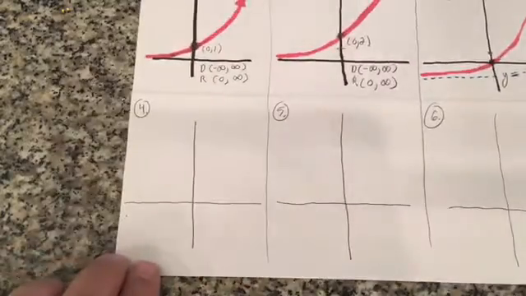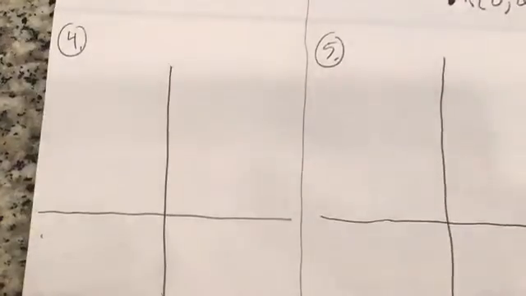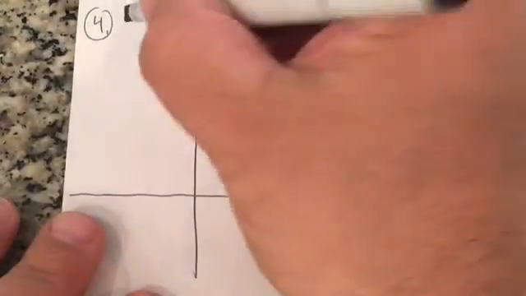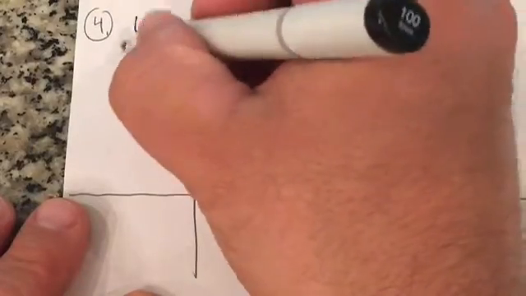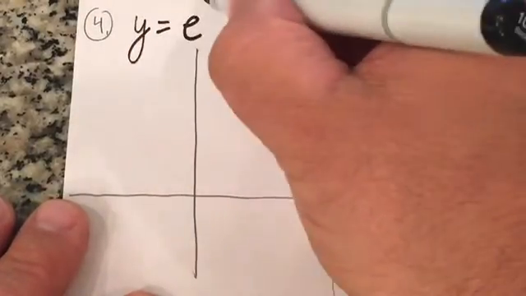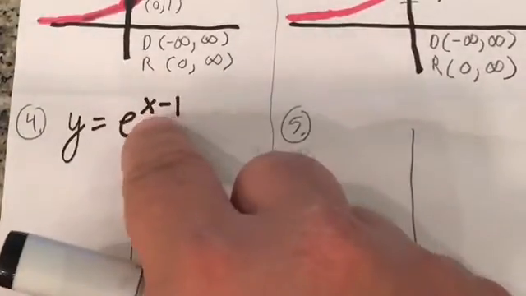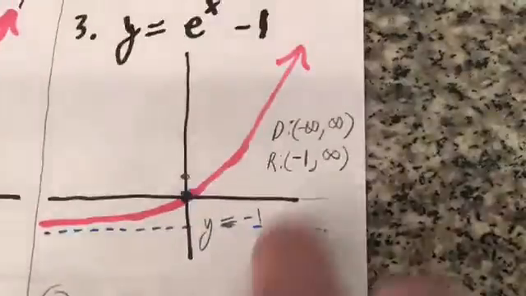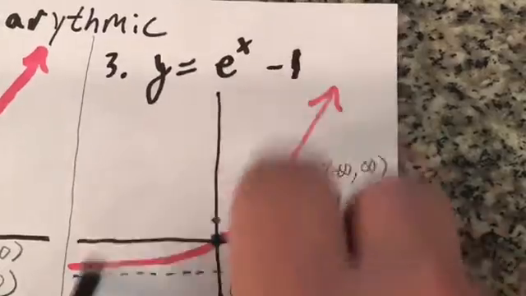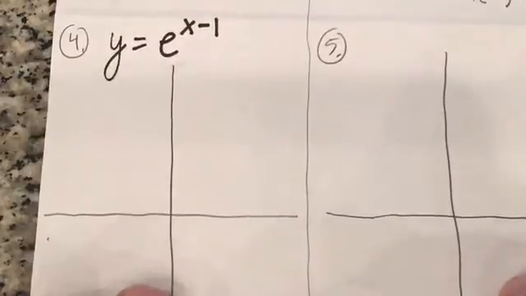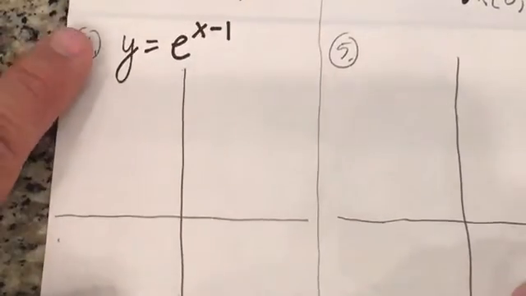Graph number 4, the equation is going to be a little more complicated. It's going to be y equals e to the x minus 1. Notice, the minus 1 is in the exponent, whereas over here, the minus 1 was outside of the exponent. So this is going to be a phase shift, not going left. It's going to go right 1 unit.